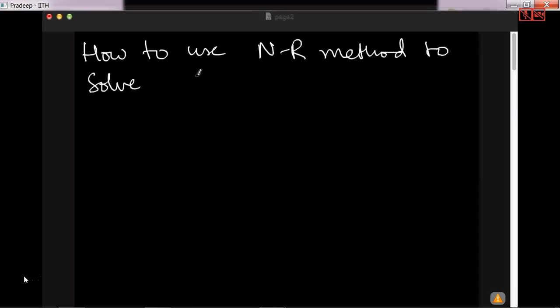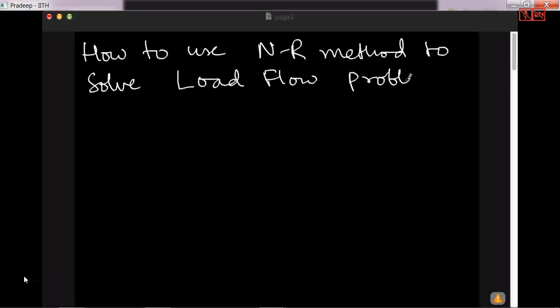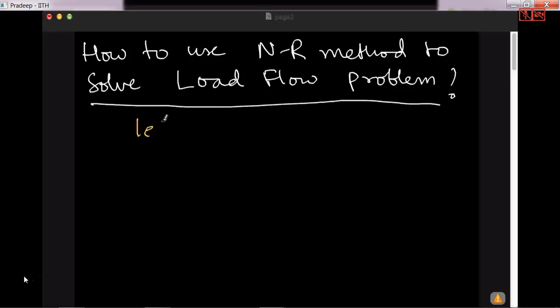To solve the load flow problem, this is the question I'm asking. So for doing this, let's do a quick review of power flow equations.